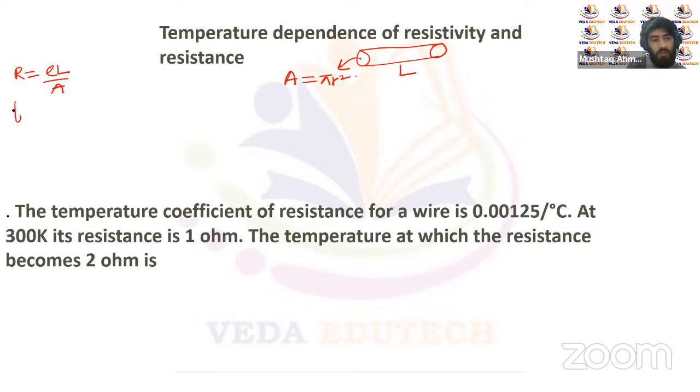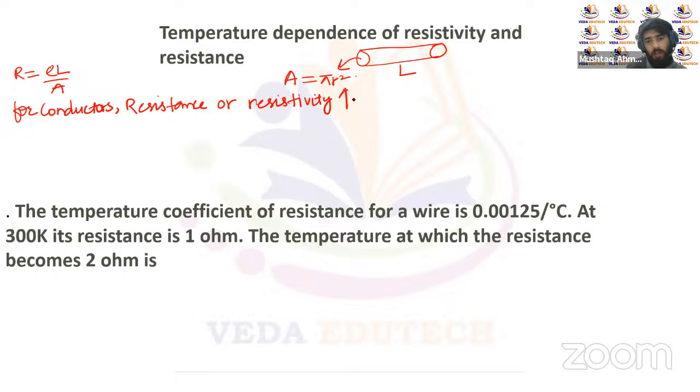So for conductors, resistance or resistivity increases on increasing temperature.